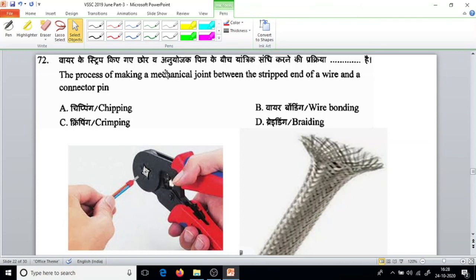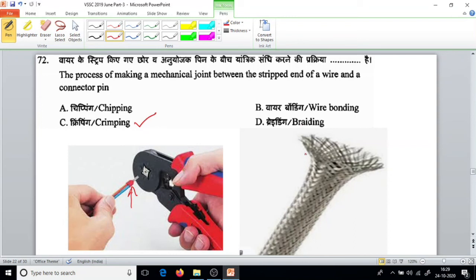Question number 72. In the process of making a mechanical joint between the strip end of a wire and a connector pin. This is the picture. Using a crimping tool and a pin, a wire is inserted in a pin and the pin is crimped with the wire. The answer is option C, crimping.